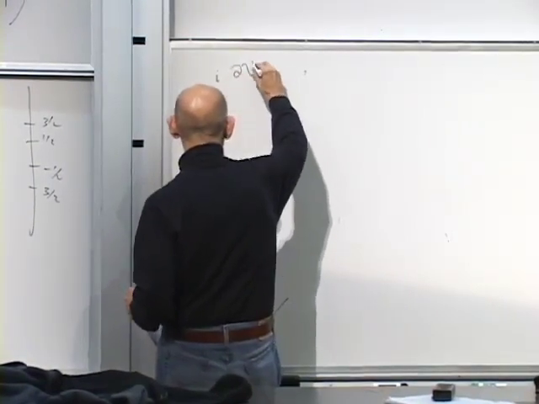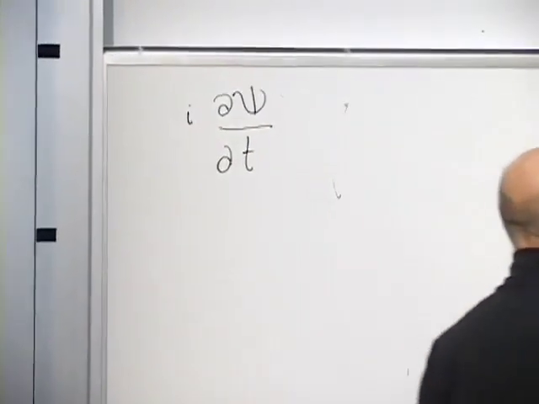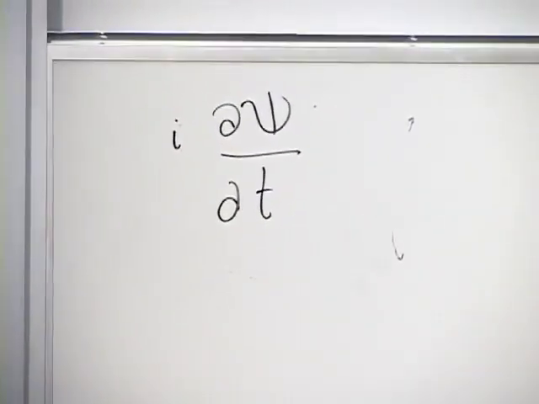I d psi by dt. Now the psi's were 4 component objects, psi 1, psi 2, psi 3, psi 4. Where did that come from? All right, I'll tell you in a moment where it came from, but let's write the equation.